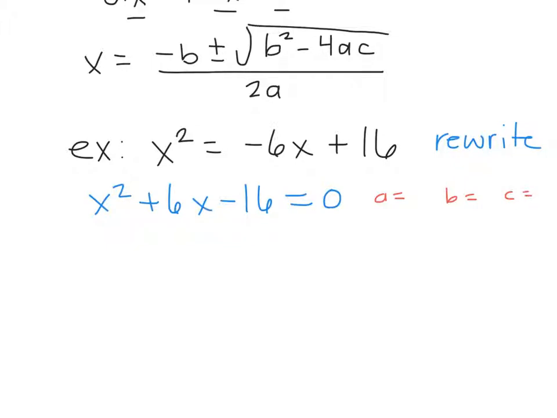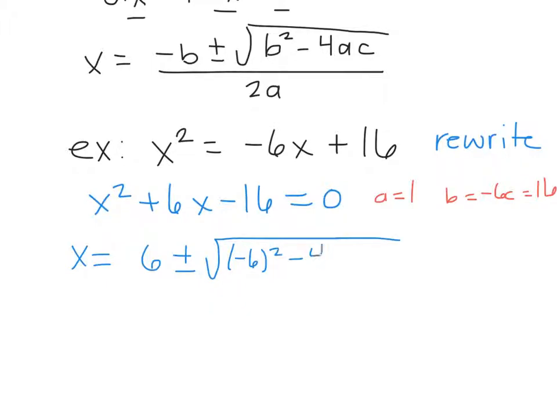And in this case, a is 1. The coefficient in front of x squared is 1. b is negative 6, and c is negative 16. So we use those to plug in, and this is going to give us the solutions. So x is equal to negative negative 6, so it's going to be plus 6, plus or minus the square root of negative 6 squared minus 4 times a, which is 1, times c, which is negative 16, all over 2 times a, which is 1.